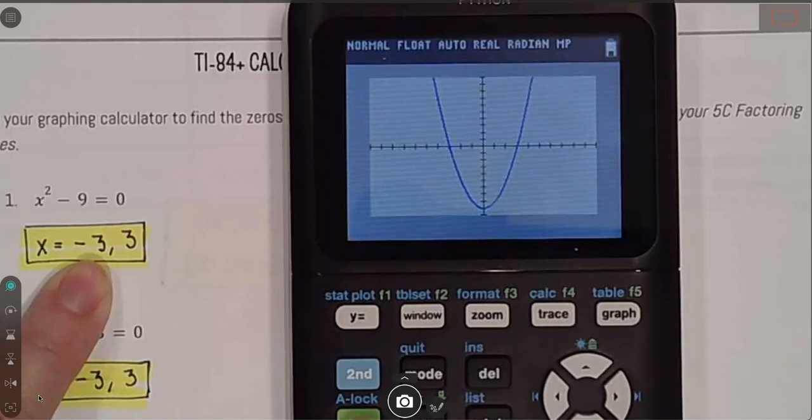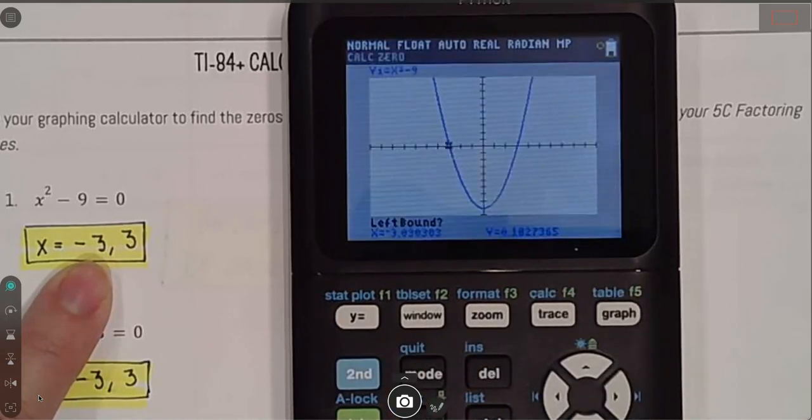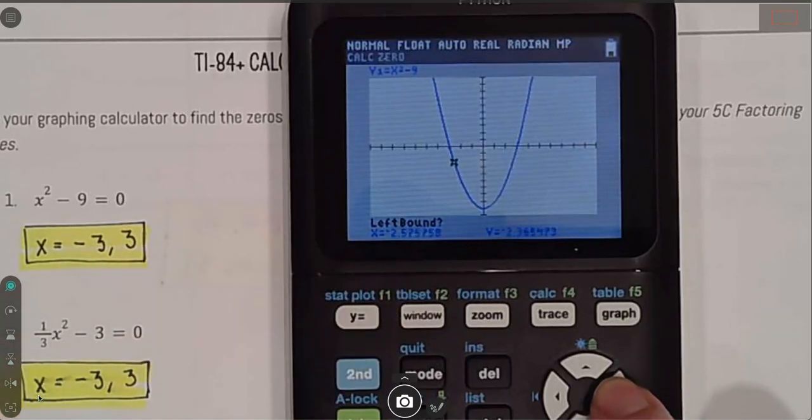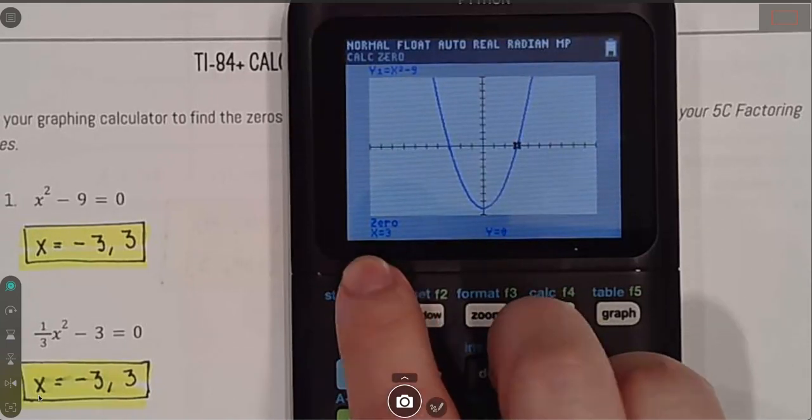To find the other one, we do the same thing. Second, calc, 0 is number 2. Left down, you're going to move the cursor to just to the left of the other 0. Enter, right down, enter, guess, enter. And we can see that this is positive 3.